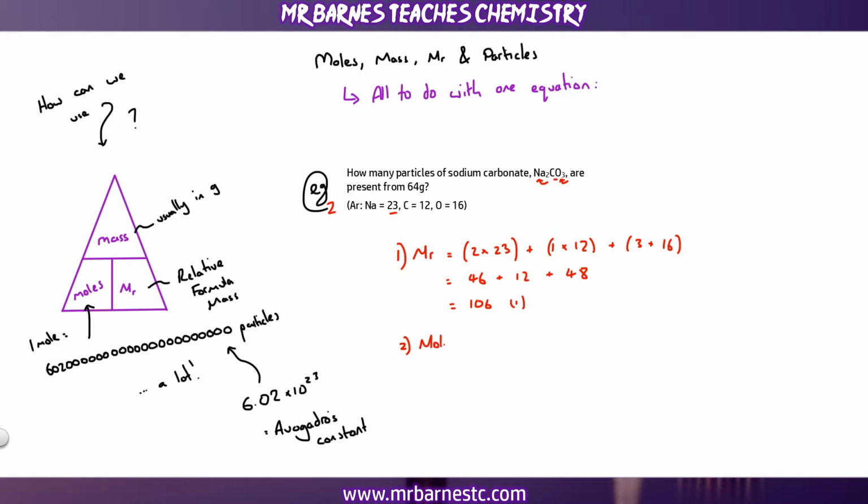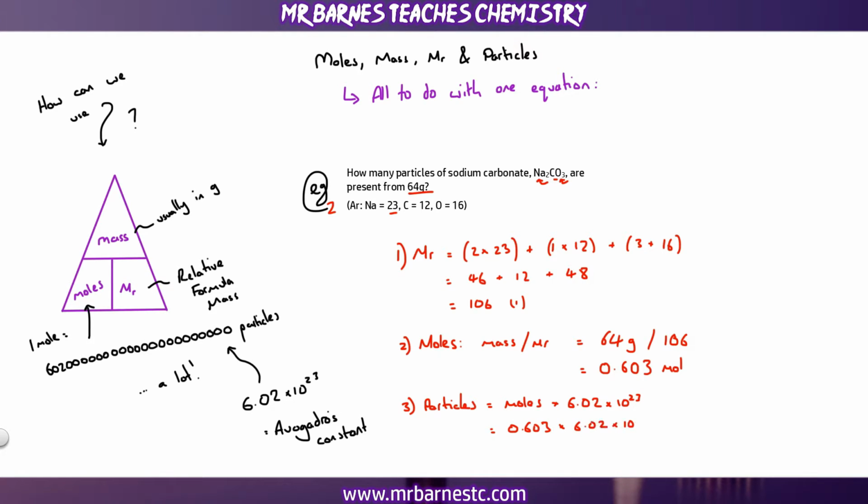1 mark for that. Then the moles is mass divided by MR. Mass is 64 grams, tells you that in the question. Divide that by your MR, your formula mass we just worked out, that's 106. That comes to 0.603 moles. And then all that's left is to times that number by 6.02 times 10 to the 23. Put that into your calculator, and it comes out to 3.63 times 10 to the 23 particles.